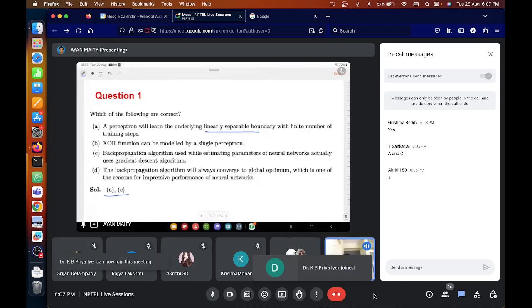Option B is XOR function can be modeled by a single perceptron. This is not right. XOR function is not linearly separable, so we cannot have only a single perceptron to model a XOR function. So that is not correct. Option C is backpropagation algorithm used while estimating parameters of neural network actually uses gradient descent algorithm. This is right, that backpropagation algorithm basically uses gradient descent algorithm to estimate the parameters of the neural network. So option A and C are correct.